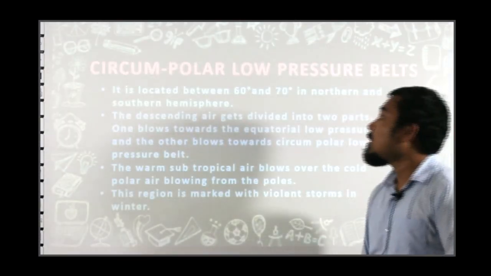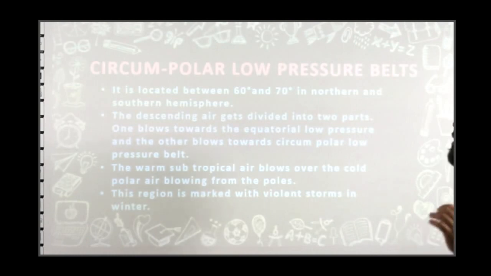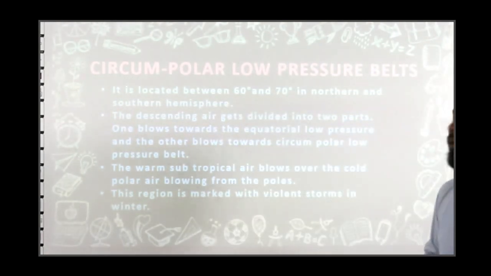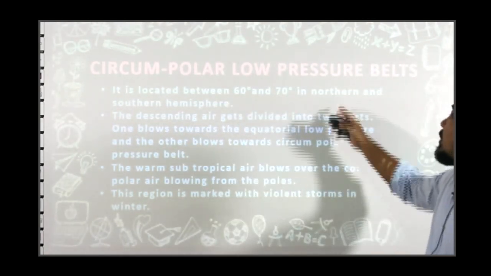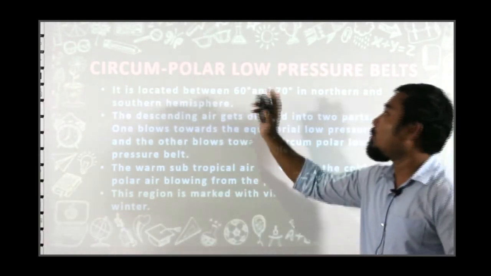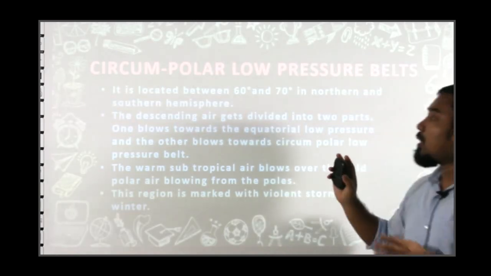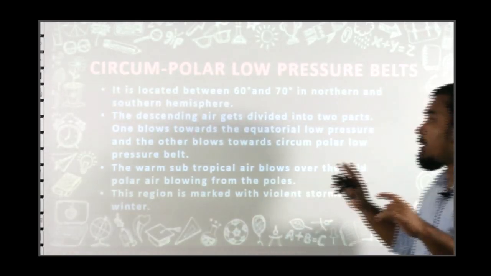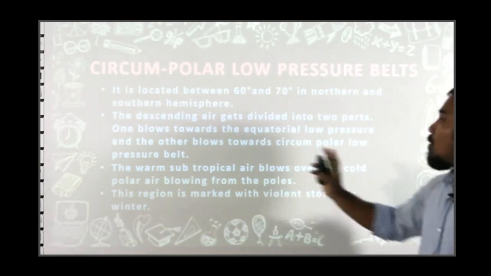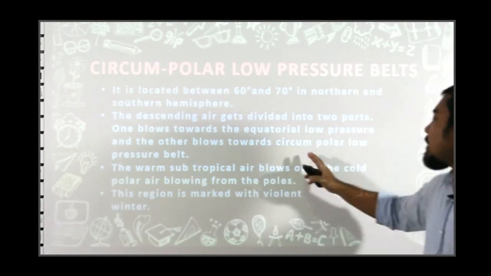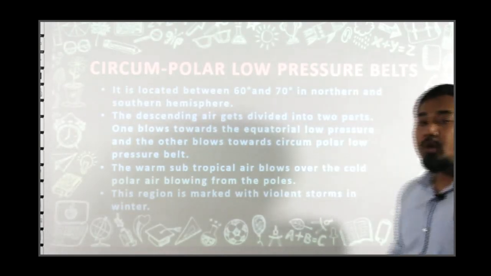Next you have got your circumpolar low pressure belt. It is located between 60 and 70 degree north and south latitude. In both the northern and southern hemisphere, you have this circumpolar low pressure belt. Now the descending air gets divided. Here also the air descends and it gets divided into two parts. One blows towards the equatorial low pressure area and the other blows towards the circumpolar low pressure belt.